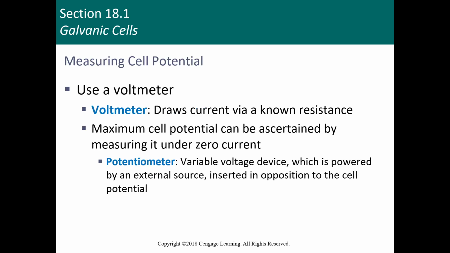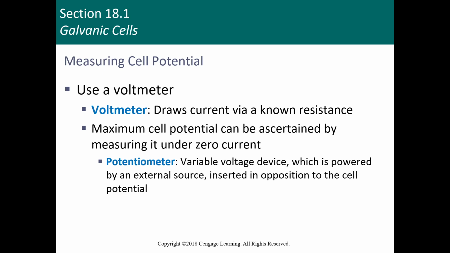Okay, so when you use a voltmeter, this is a way of measuring the cell potential. A voltmeter draws a current via a known resistance. Essentially, it's like measuring against something. If you measure against a known amount of resistance, you can measure the force to overcome it. The maximum cell potential can be ascertained by measuring it under zero current.